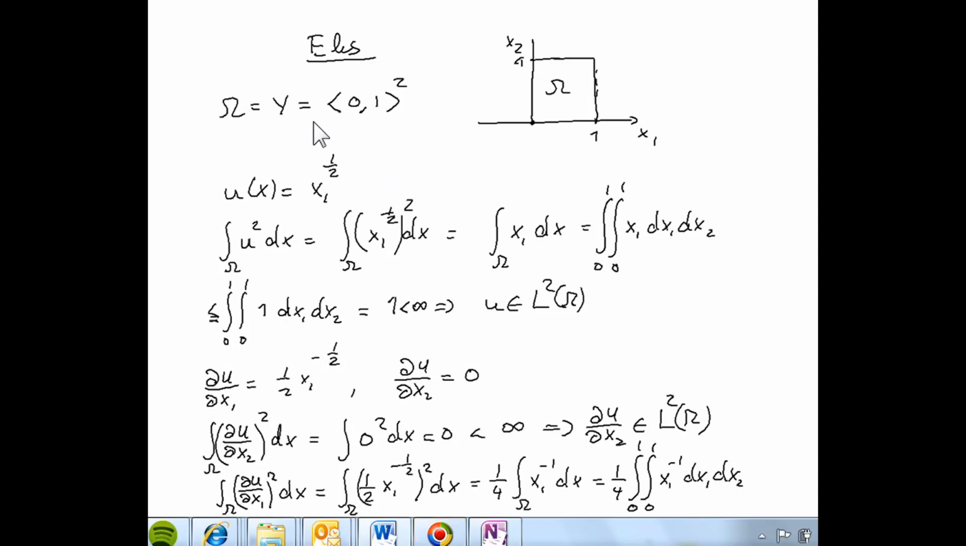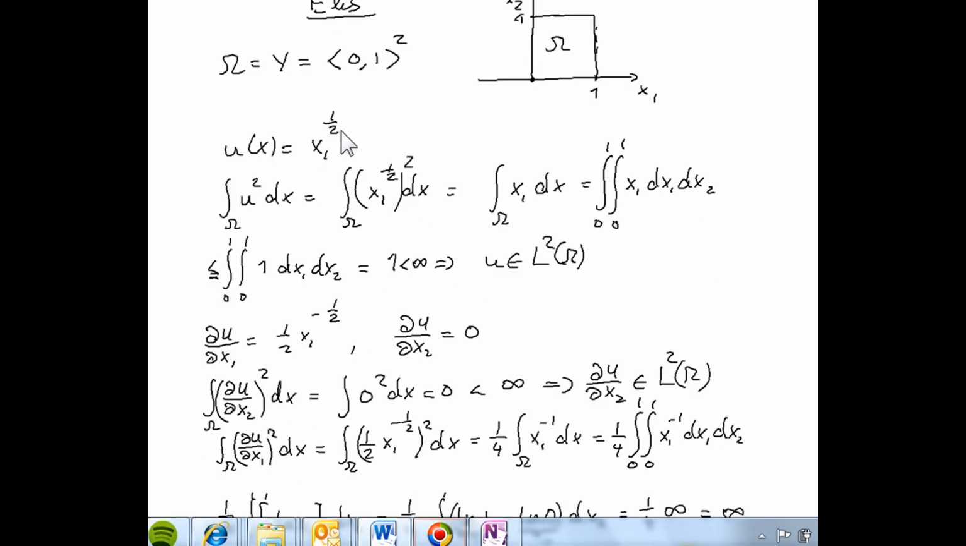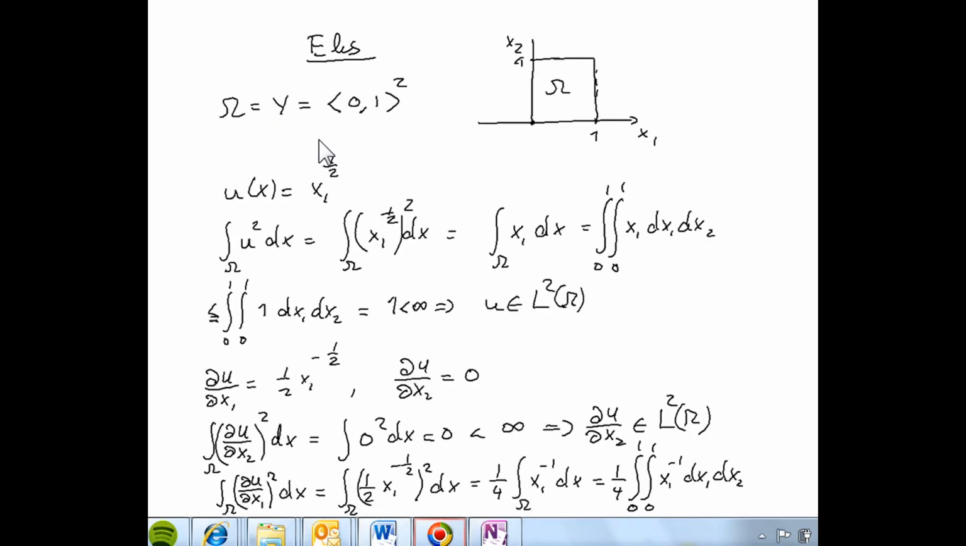Let's now consider an example of a function which is not a Lebesgue function or a Sobolev function. In fact, it's a Lebesgue function, but it's not a Sobolev function. In this case, as before, omega is just a square, a very simple unit square.